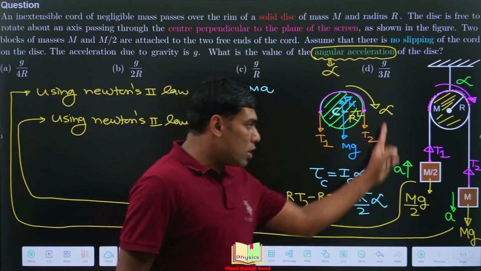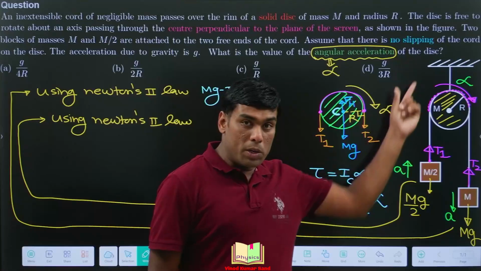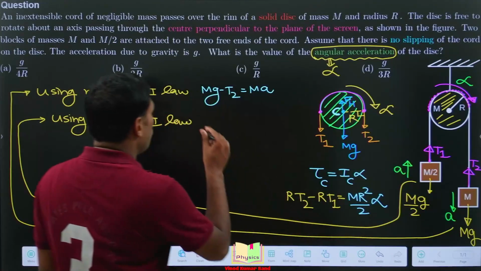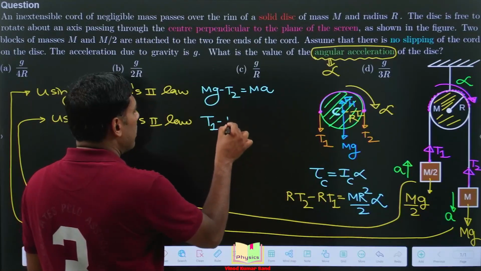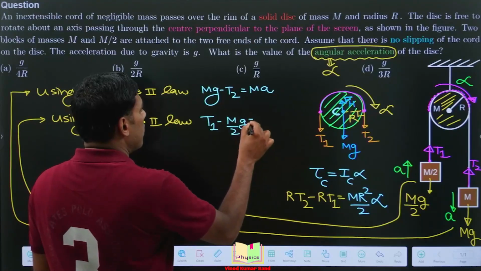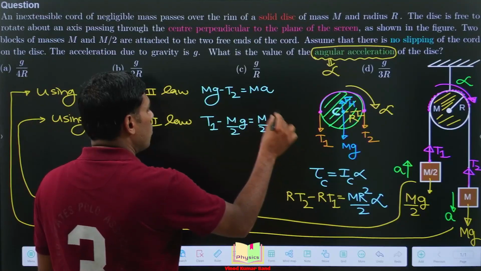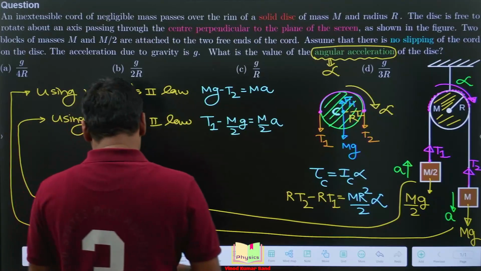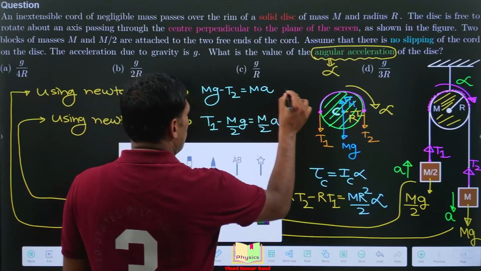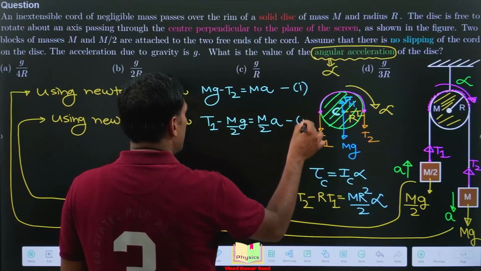Then acceleration is up. It means T1 is dominating. So the expression would be T1 minus (m/2)g is equal to (m/2)a. Agree? Call them equation 1 and 2. This is 1, this is 2.